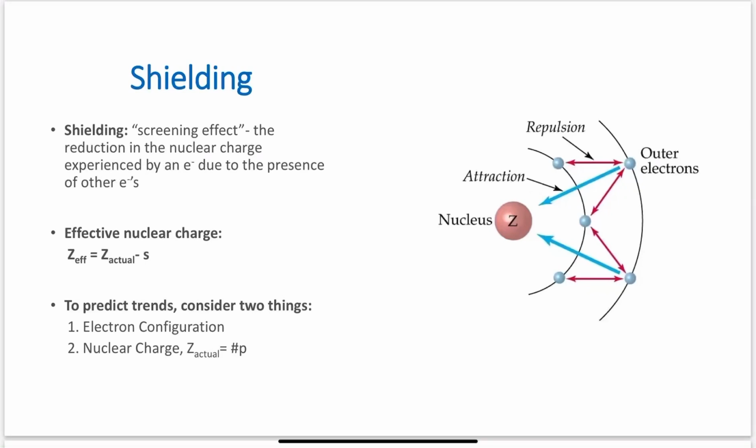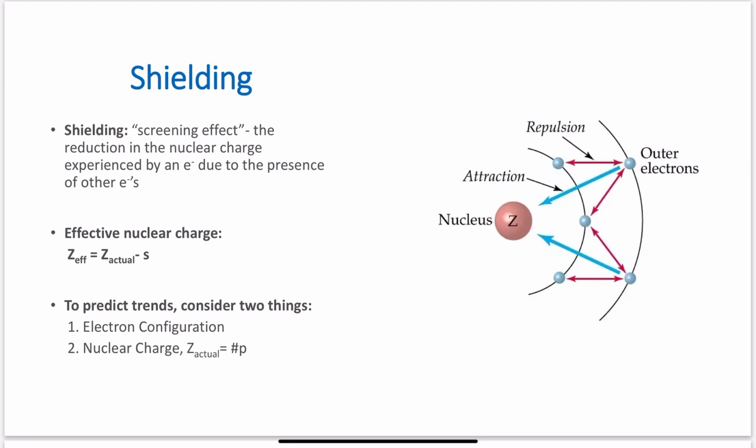In order to understand periodic trends, we need to understand this idea of shielding. Now, we've talked about shielding some, we just haven't explicitly defined it yet. So, shielding is also known as your screening effect. It's the reduction in the nuclear charge experienced by an electron due to the presence of other electrons. So, we've got what we call your effective nuclear charge. Your Z effective is your Z actual, Z being the number of protons you have in your nucleus, minus the shielding those electrons are experiencing.